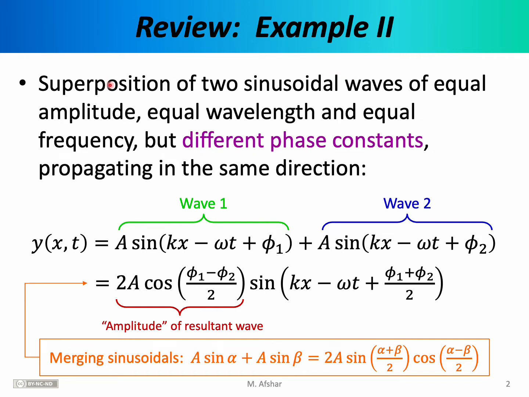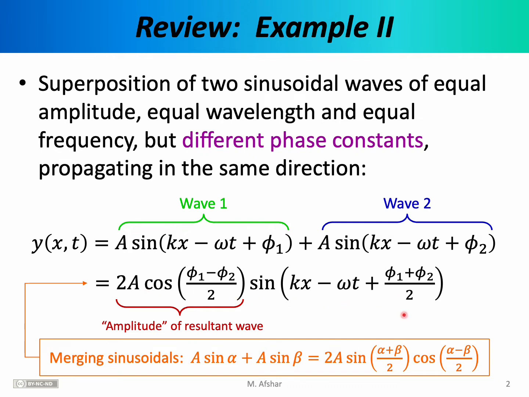In example 2, we were discussing the superposition of 2 sinusoidal waves of equal amplitude, equal wavelength, equal frequency, but different phase constants, propagating in the same direction. So we were discussing the combining of 2 waves, wave 1 and wave 2, and note how the 2 waves are identical in every respect except in their phase constants. Using this trigonometric identity shown at the bottom, we could combine these 2 functions and write them as one function.